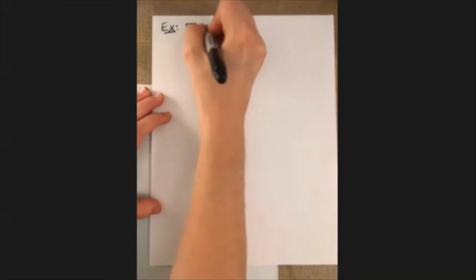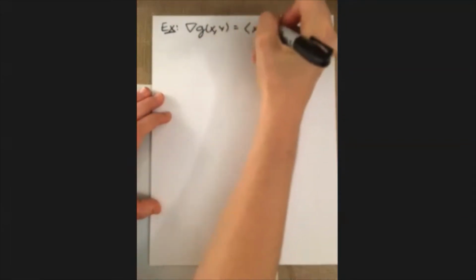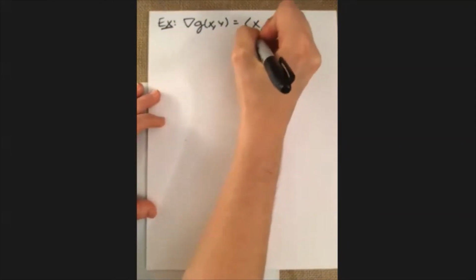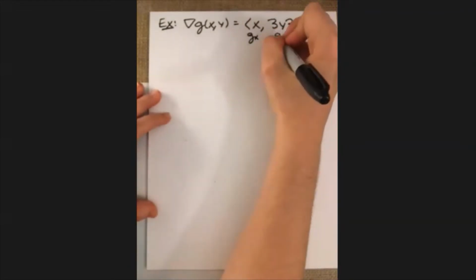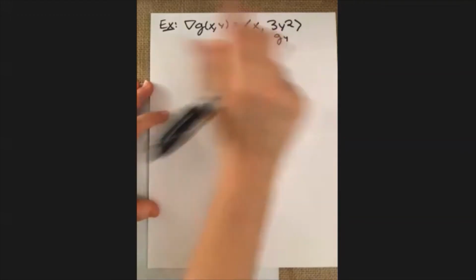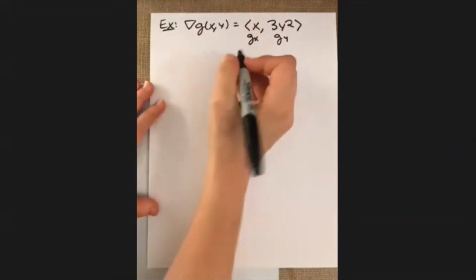Let's look at another example. In this one, we have that the gradient of the function that we start with, gradient of g of xy, is equal to x and then 3y squared. Okay, so this is our partial derivative with respect to x, partial derivative with respect to y. We're going to undo each one of these processes or each one of these derivatives and then see what kind of overlaps and what we can put back together.